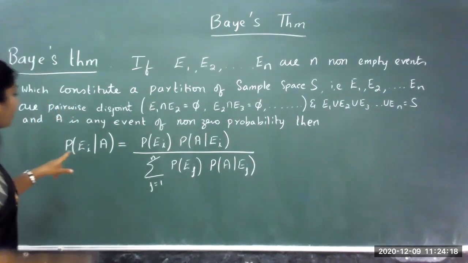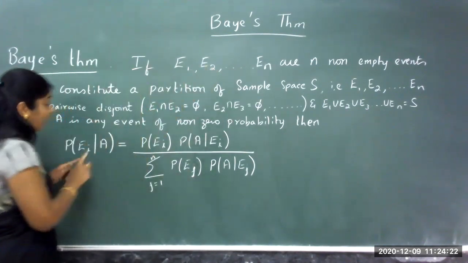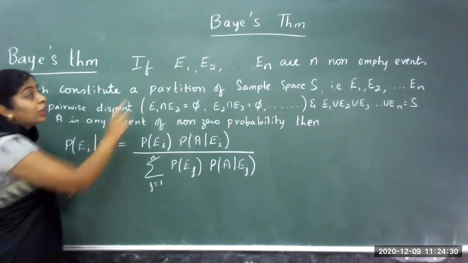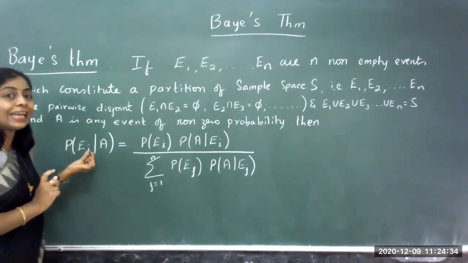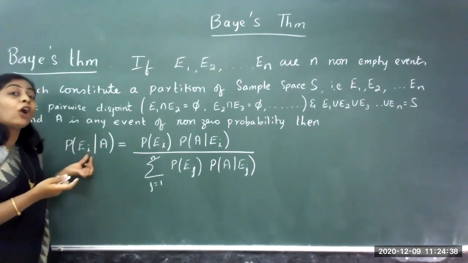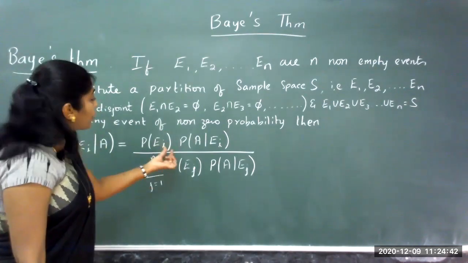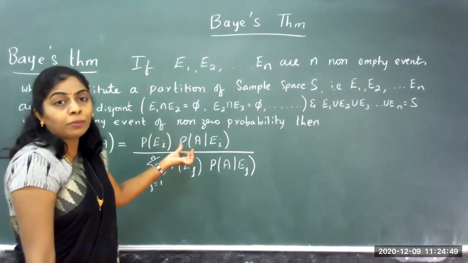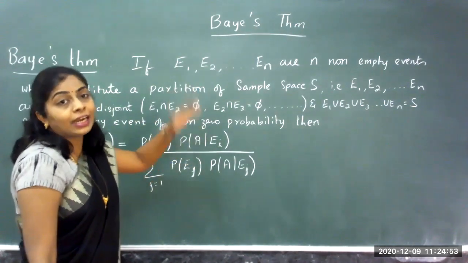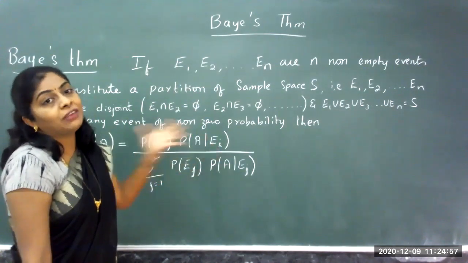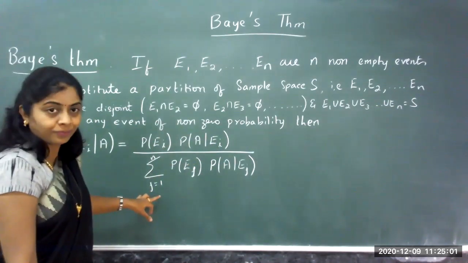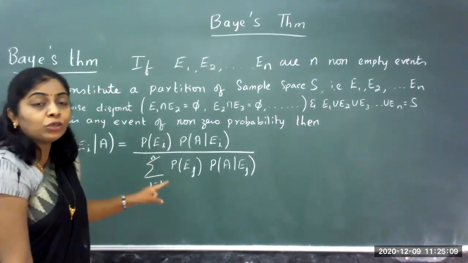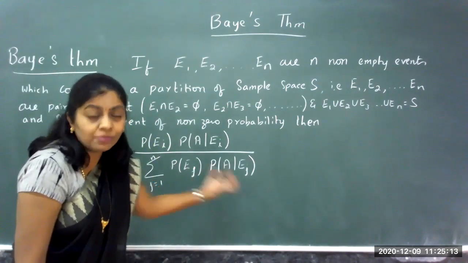The probability they define is the conditional probability of any one event out of these N events, when event A has already occurred. The conditional probability of one of these events, from 1 to N, there will be one event Ei I may consider, maybe the 1st or 10th. When event A has occurred, it is given by the probability of event Ei, for the event I am considering, maybe the 5th or 6th, times the probability of event A when event Ei has already occurred. That is the conditional probability of A given Ei, divided by the summation, the sum of the terms. What is the sum of the terms? I have to take wherever j is there from 1 to N: 1, 2, 3, and so on up to N. The sum of all those terms gives me the summation.